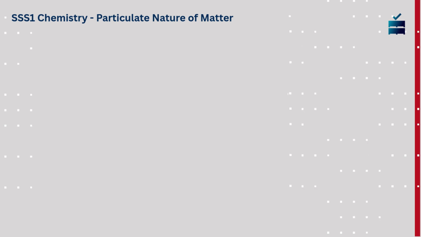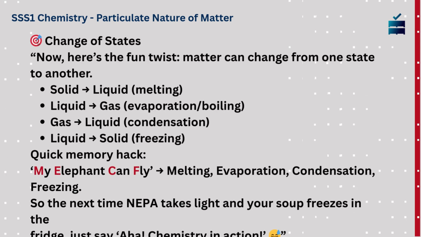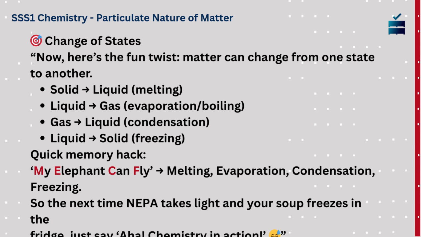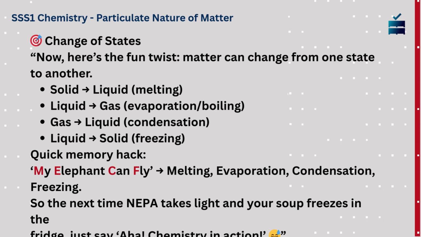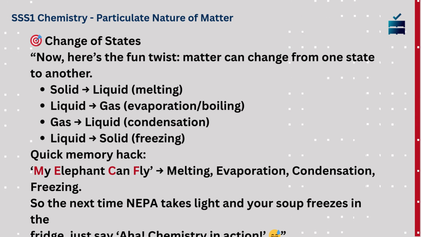Change of states. Now, here's the fun twist. Matter can change from one state to another. Solid to liquid, melting. Liquid to gas, evaporation, boiling. Gas to liquid, condensation. Liquid to solid, freezing. Quick memory hack. My elephant can fly means melting, evaporation, condensation, freezing. So the next time NEPA takes light and your soup freezes in the fridge, just say, aha. Chemistry in action.